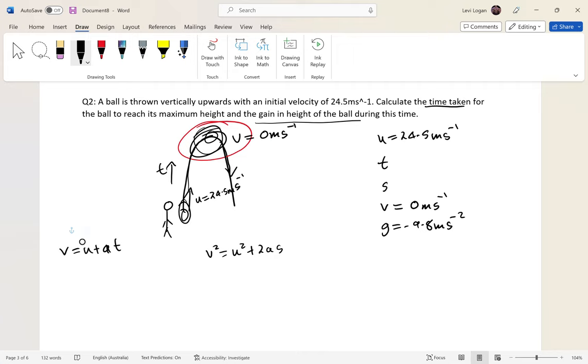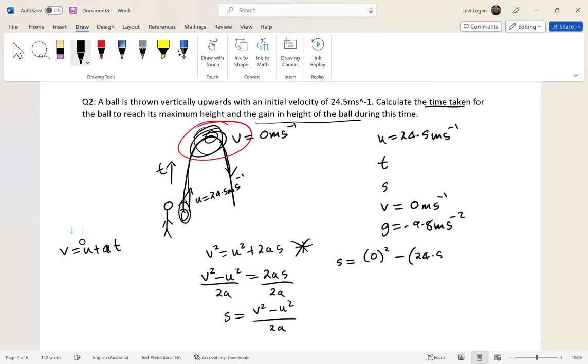So let's find our displacement first. We're going to rearrange this equation in terms of s. So v squared minus u squared equals 2as. Divide by 2a. Therefore s equals v squared minus u squared all over 2a. Alright, now we're going to plug in our numbers. So s equals 0 all squared minus 24.5 all squared, divided by 2 times negative 9.8.